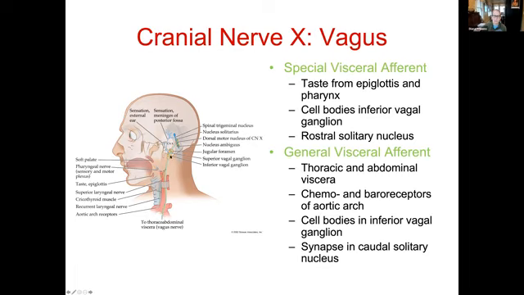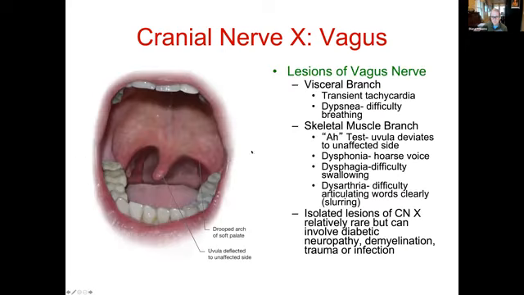And again, the cell bodies are going to be in the inferior vagal ganglia. And in this case, because this is general physiological information or visceral afferent information, that's going to go to the caudal solitary nucleus, okay? So those are our fibers that we see present in cranial nerve 10.